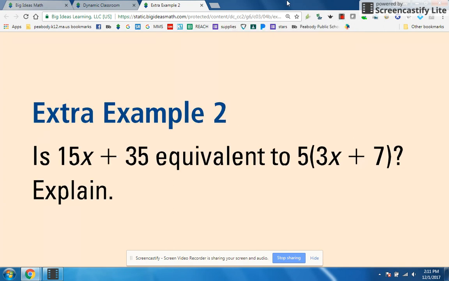So I want you to try this one. It says, is 15x plus 35 equivalent to 5 times 3x plus 7? There's two ways you can do this. You can factor the expression by finding the GCF, pulling it out and factoring this out, or you could do the distributive property this way and see if you get this for an answer. So pause and try that one.